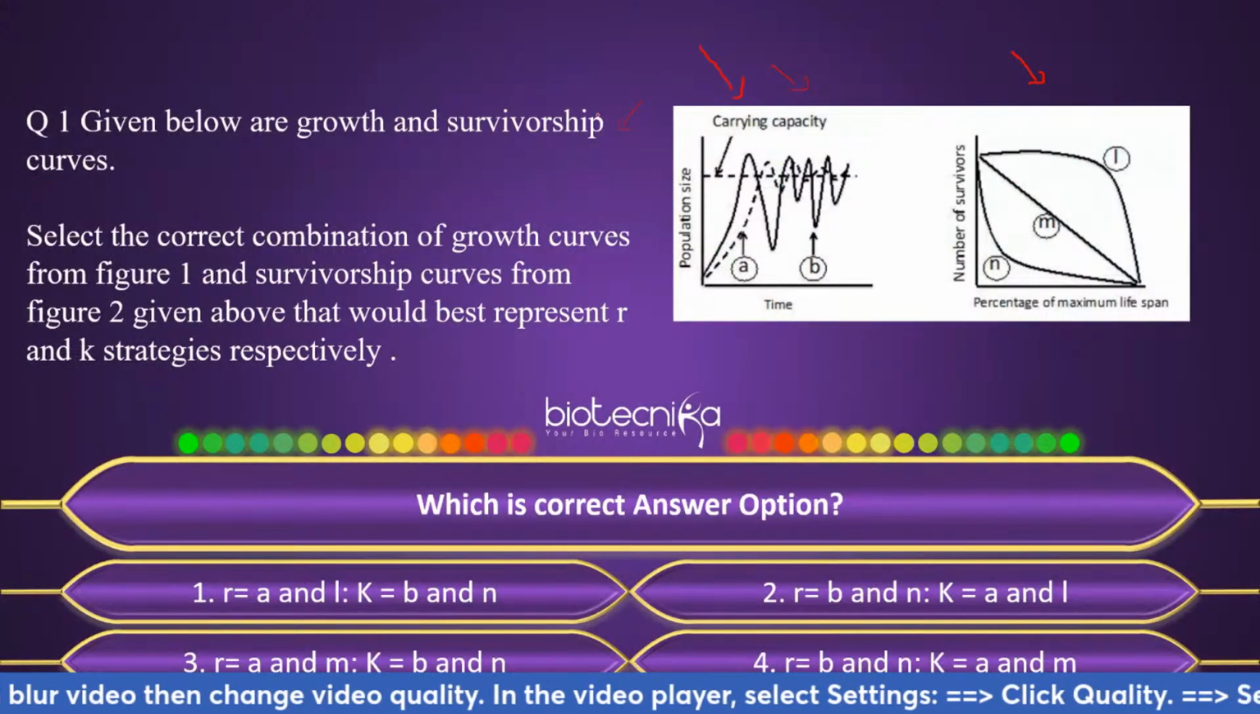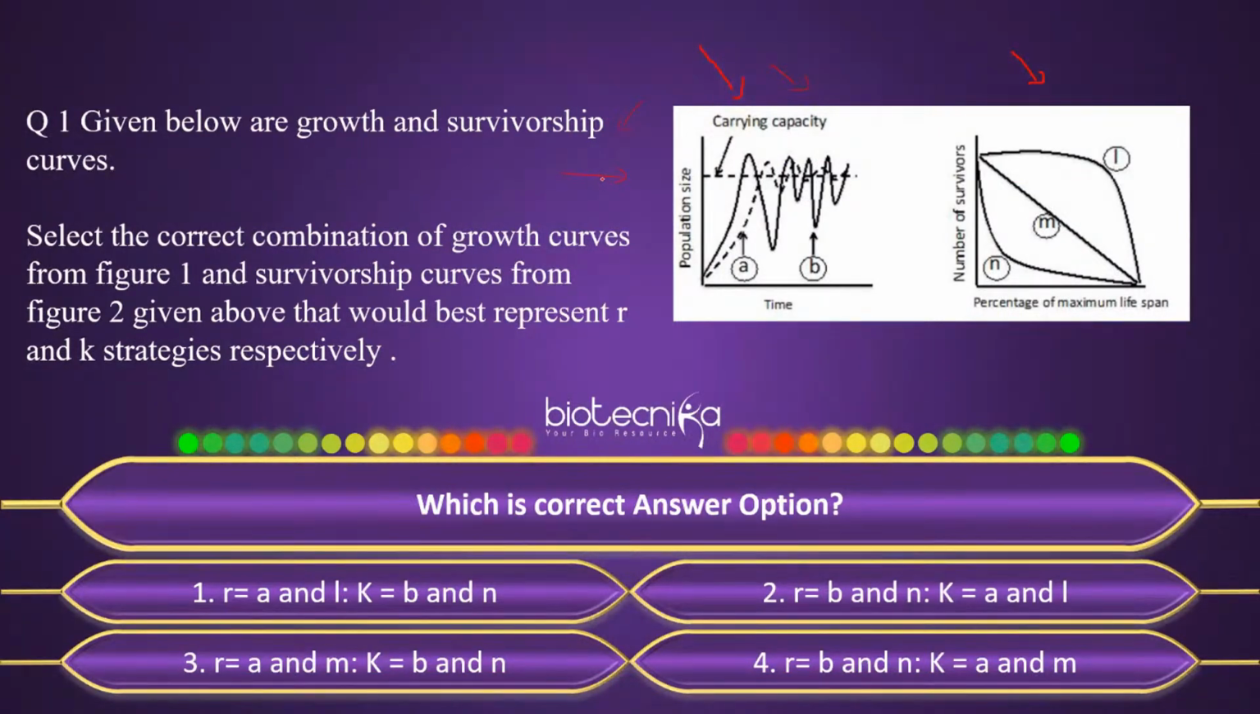Let me explain it through the graph only, the graph which has been given in the question. Now see, what has been shown in this graph? There are two curves. The solid curve, what is this representing? This is representing R selected. Why? Because we have just discussed that R selected individuals do not follow the carrying capacity. They can grow and expand very fast. So they will be able to grow in the uncolonized areas.